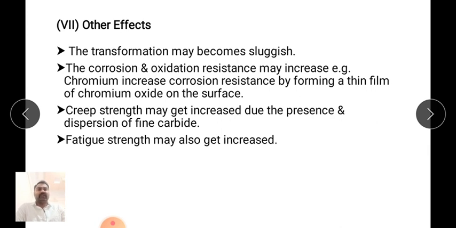The corrosion and oxidation resistance may increase, and that occurs because chromium increases the corrosion resistance by forming a thin layer or thin film of chromium oxide on the surface. Instead of forming iron oxide on the surface, we are adding the chromium.